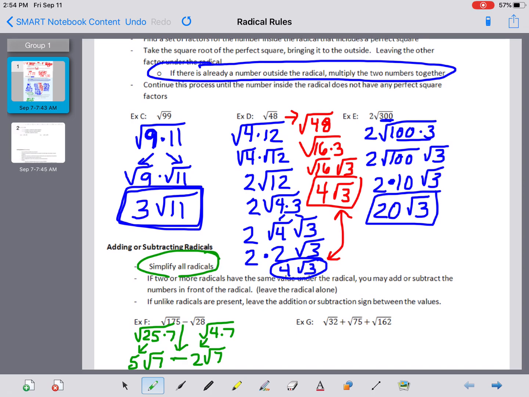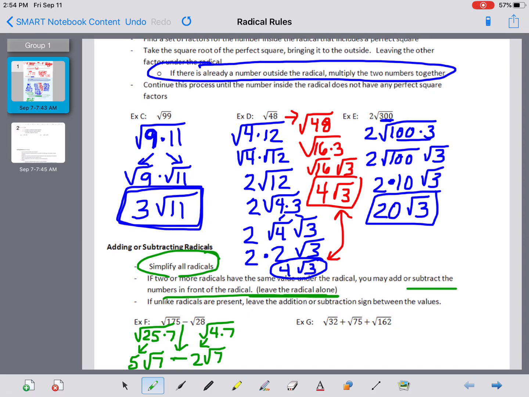So the first thing I do, when I add or subtract, is I simplify all my radicals first. So notice I have 5 square root of 7 minus 2 square root of 7. Now that I notice that my two neighbors have the same ugly, the square root of 7, I am allowed to add or subtract them together, okay? So if they have the same number under the radical, you can add or subtract the numbers in front of the radical, but we leave the radical alone, okay?